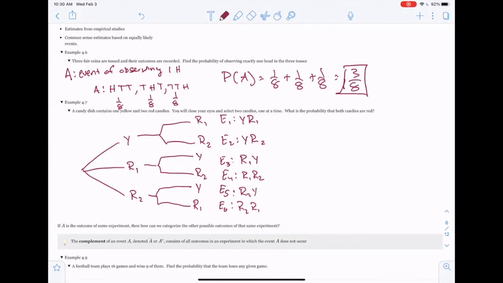Since these are equally likely simple events, the probability of each of these, probability of E1, is going to be 1 out of 6, and so forth. All of them are going to be 1 out of 6. There are 6 equally likely events. If I'm looking for the likelihood or the probability of getting 2 red candies, I can just look at my outcomes. These are the only outcomes where I'm getting 2 red candies, so that probability is going to be 1/6 plus 1/6, or 1/3.